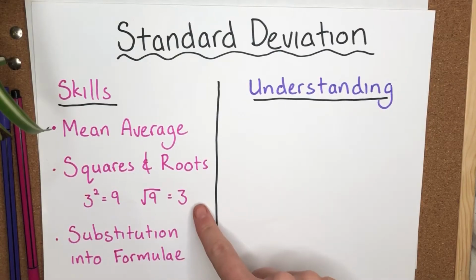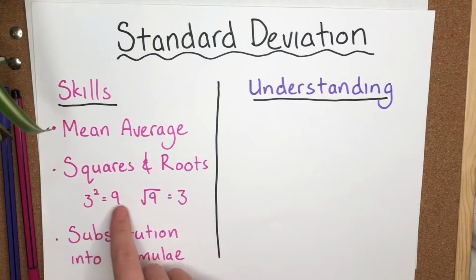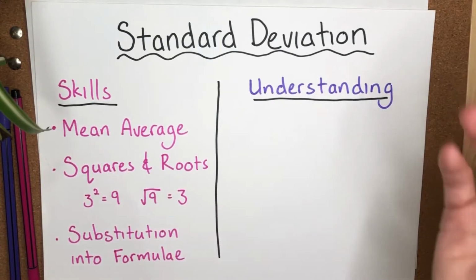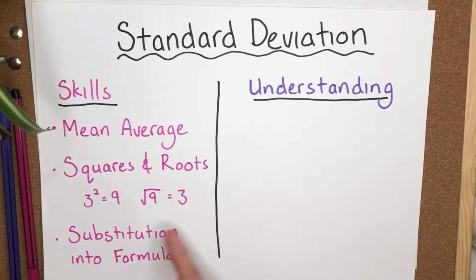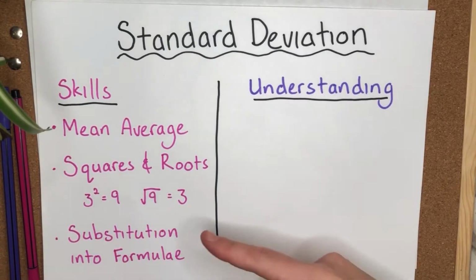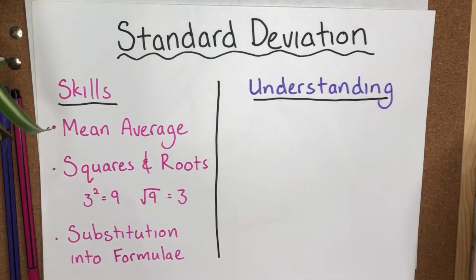Secondly, you have to be comfortable with squares and roots, so stuff like 3 squared is 9, square root of 9 is 3. Usually standard deviation questions will be done on a calculator, so make sure that you know where this square root button is on your calculator and how to use it. And finally, you have to be able to substitute into a formula or into formulae. This is where you replace letters with numbers.